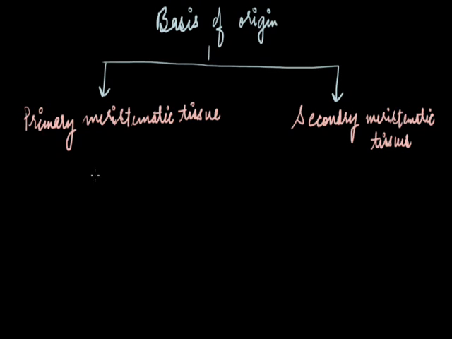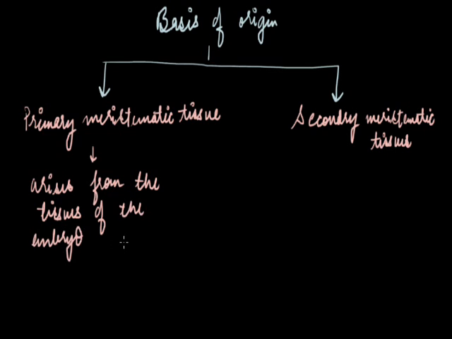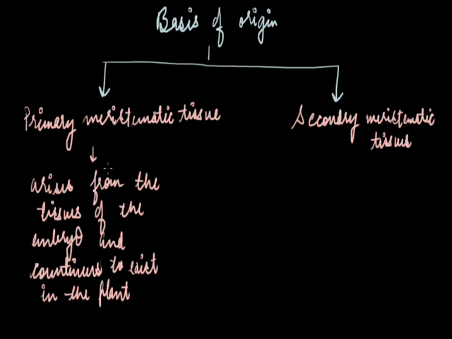So let us discuss first the primary meristematic tissue. These are the tissues which arise from the tissues of the embryo and continue to exist in the plant. So primary meristematic tissues arise from the tissues of the embryo and continue to exist in the plant.